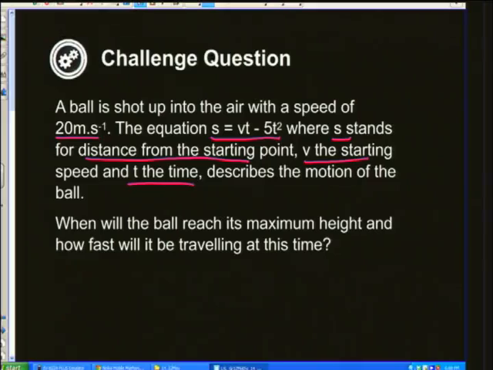And what we're asking you to do is to say, when will the ball reach its maximum height? Okay? And how fast will it be traveling at this time? So that's very, very important. And it's a really nice question. I wonder if you can solve it. But use principles of calculus to do that.